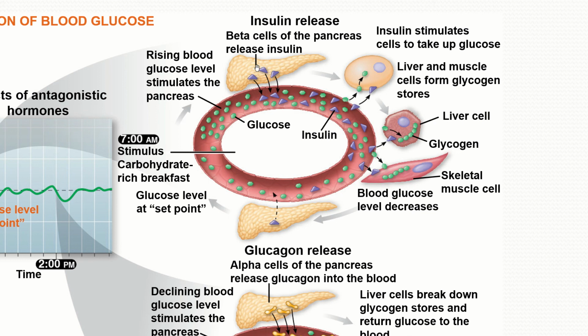Beta cells of the pancreas will then release insulin. Insulin stimulates cells to take up glucose. The liver and the muscle cells form glycogen stores under the influence of insulin, and then blood glucose levels will decrease.